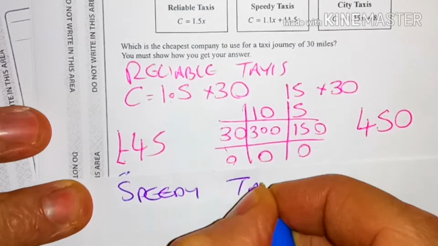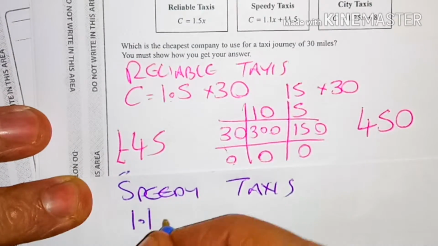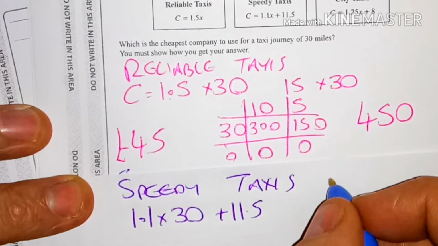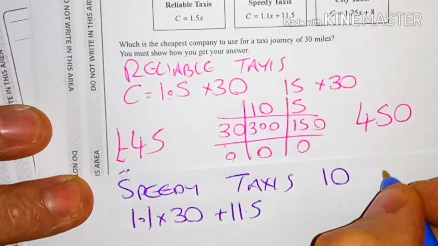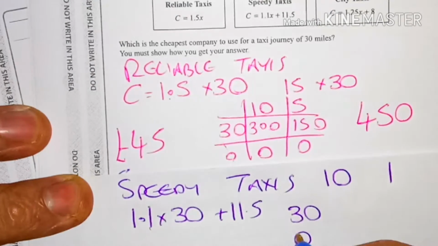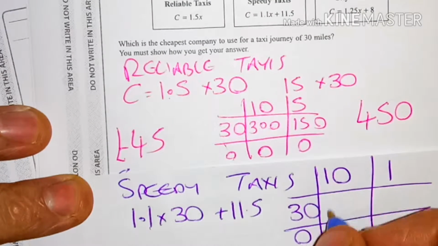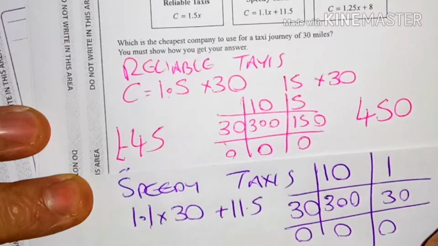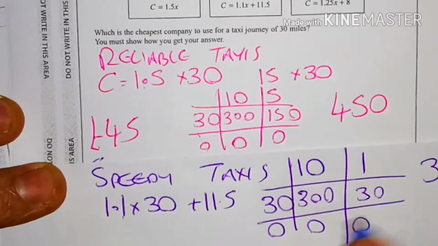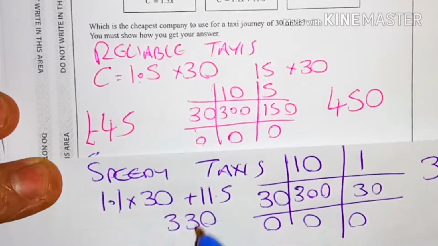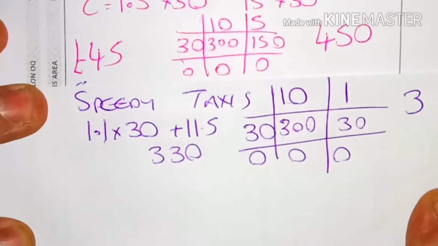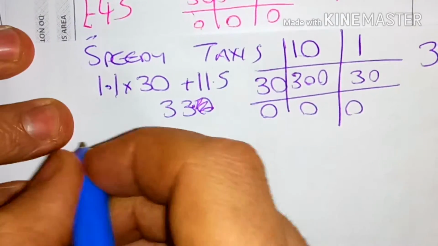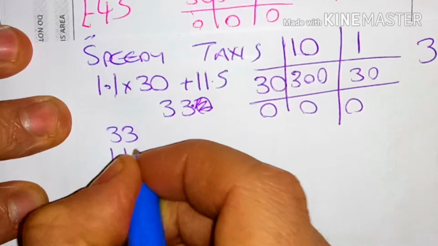Look at Speedy Taxis. So it's going to be 1.1 x, x is 30, so I'm going to times it by 30 plus 11.5. Do my 30, I'm still going to do my times table. I'm going to treat my 1.1 as 11. So 10 and 1, 30 and a 0. 30 times 10 is 300. 30 times 1 is 30. So 300 plus 30 is 330. But again, this is if I times it by 11. It's not times by 11, it's times by 1.1. So I'm going to have to put my decimal place here, which will make it 33. So it's 33 plus 11.5.